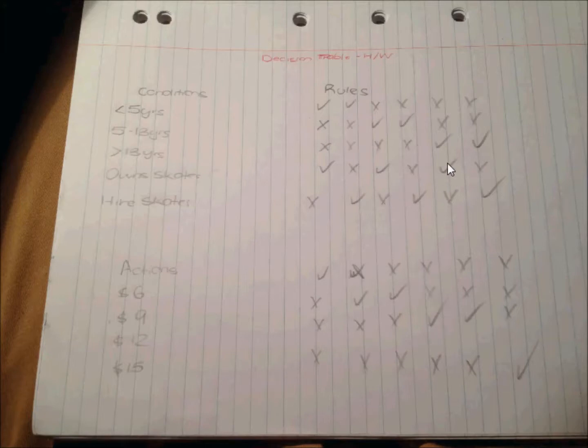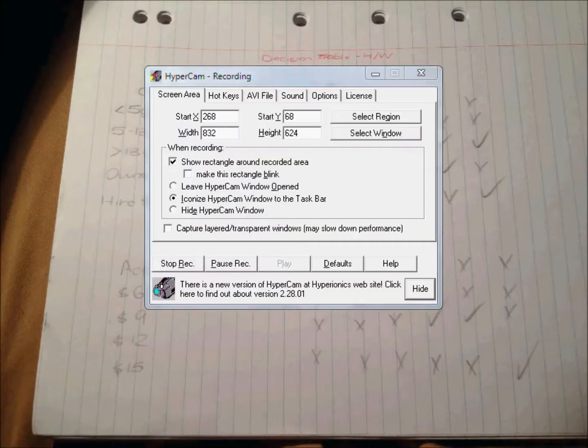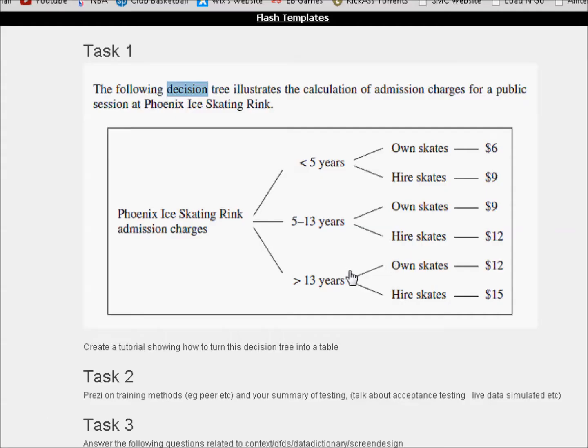Moving on to greater than 13 years old. We tick that. They can't be less than 5, and they can't be 5 to 13 years old. They can own a skate, but they can't hire; just choose one of the options. They get the $9 one. Can't get any other action. Let's say they're greater than 13 years old and they don't own a skate, but they hire a skate. Remember, they can't do both. Then they don't get 6, 9 or 12, they get $15, because on the tree, greater than 13, hire skates is $15.